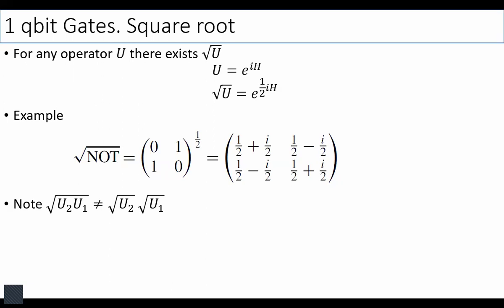Because it's not true that the square root of a product of two operators is the product of square roots, because they do not commute. If you multiply this by itself, there would be no cancellations inside. So when I write square root of U, that means okay, it exists, very good, but still we have a job to think ourselves how to implement it.